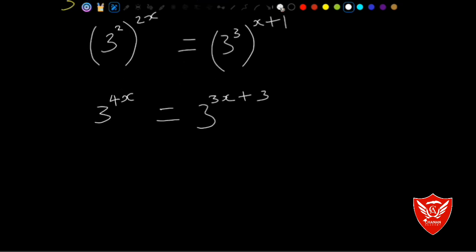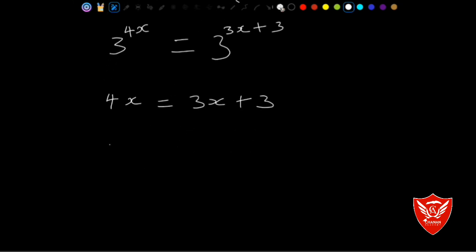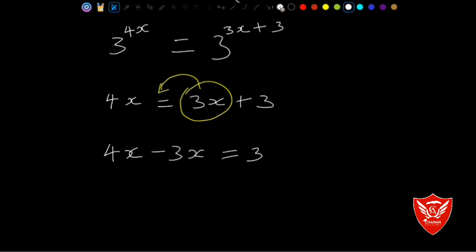Now, the bases are the same, so let us equate the power. So when we equate the power, it will be 4x is equal to 3x plus 3. So we can solve for x here. So we have 4x, we take the 3x to this side, it then becomes minus 3x equal to 3. Now 4x minus 3x is x, equal to 3. So our x is 3.